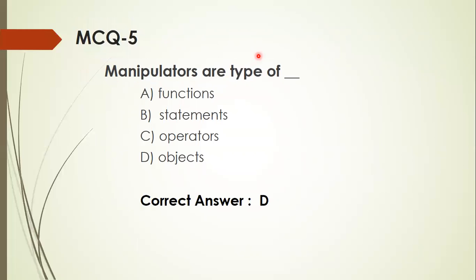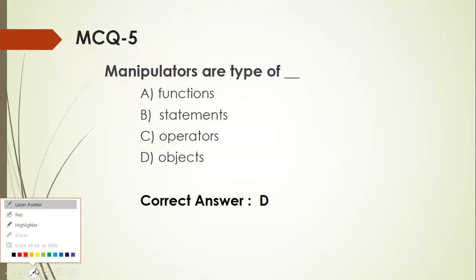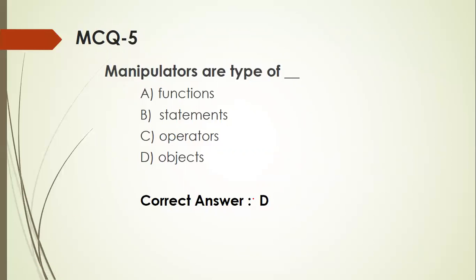Manipulators are definitely a type of operator used for formatting the display of numbers. So they are a type of operator. So the correct answer is, oh sorry, the correct answer is not D, it is C. You make a correction. The correct answer is C.